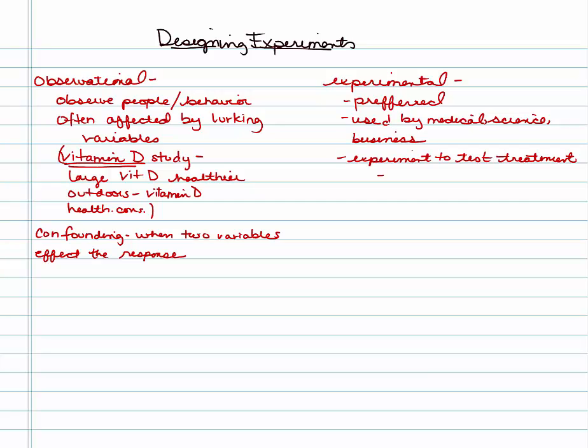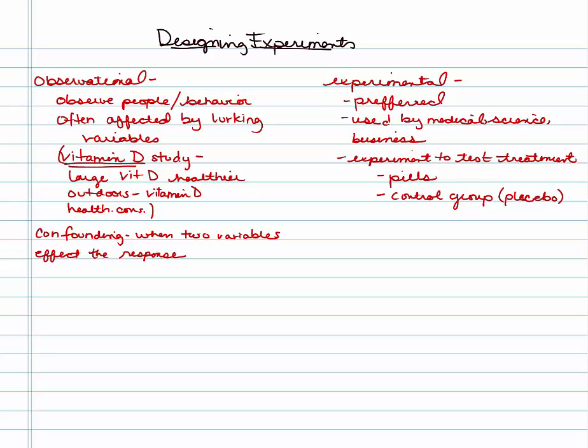For example, maybe you want to experiment on a new pill, okay? So your treatment would be giving people pills. And there's always usually a control group who still receives a pill, but will receive like a placebo, which is a pill the same size, same shape, same color, but actually has no active ingredients.